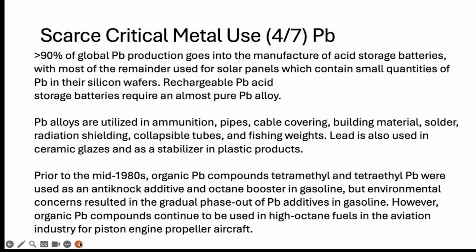And prior to the 1980s, organic lead compounds such as tetramethyl and tetraethyl lead were used as anti-knock additives and octane boosters in gasoline, but environmental concerns resulted in the gradual phase out of lead additives in gasoline. They're still being used in some high octane fuels in the aviation industry for piston engine propeller aircraft. But it's just a much smaller use of lead in fuel than it used to be.